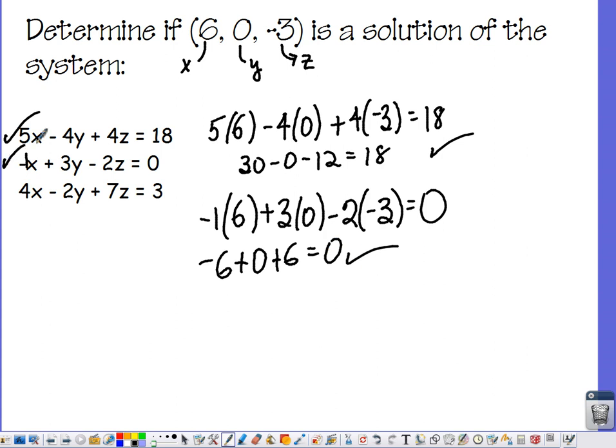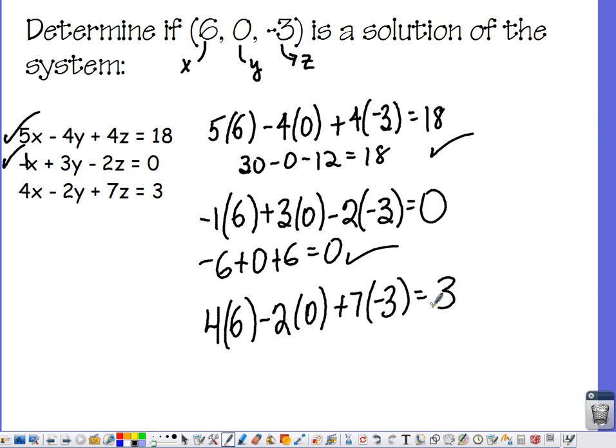Okay. The next one, do the exact same thing, except 4 times our x is 6 minus 2 times y is 0, plus 7 times our z is negative 3. And that one's going to have to equal 3. So 4 times 6 is 24, 2 times 0 is 0, and 7 times negative 3 is going to give us a negative 21. So 24 minus 0 minus 21 does give us 3. So since it works in all three of them, it's a solution.